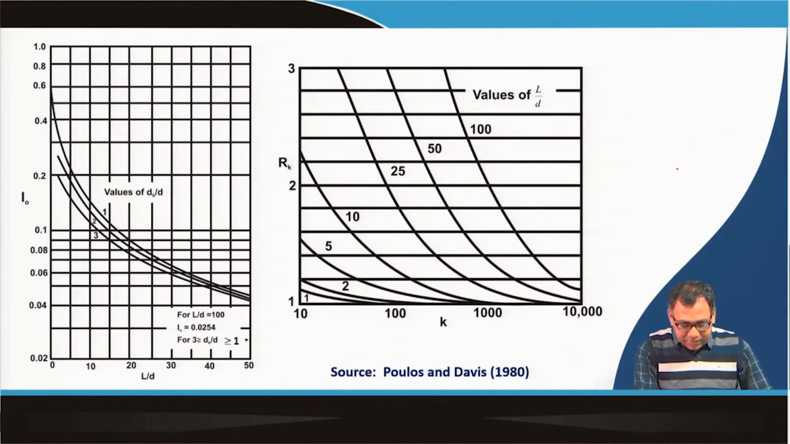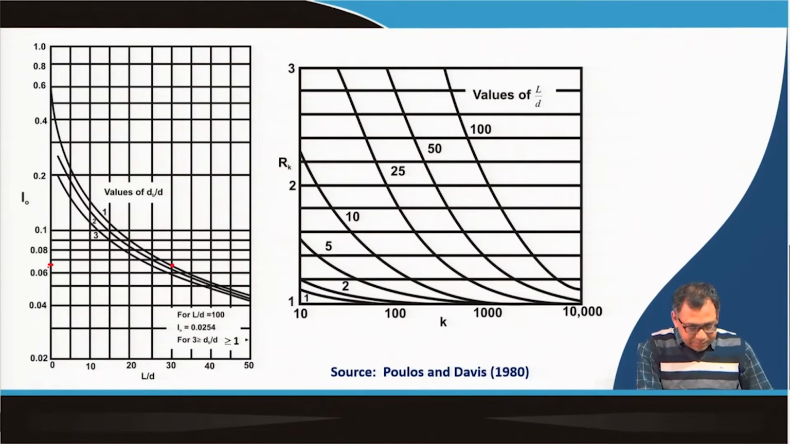So, I 0 is for dB by B equal to 1, L by D is equal to 30. So, this is the value, and I 0 will be 0.064. So, here the I 0 value, this is 0.06, this is 0.07. So, it is in log scale. So, remember that this is in the log scale.